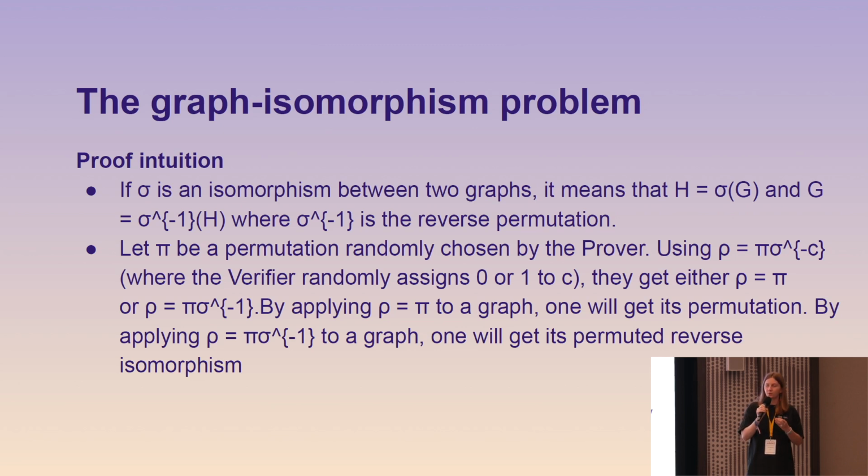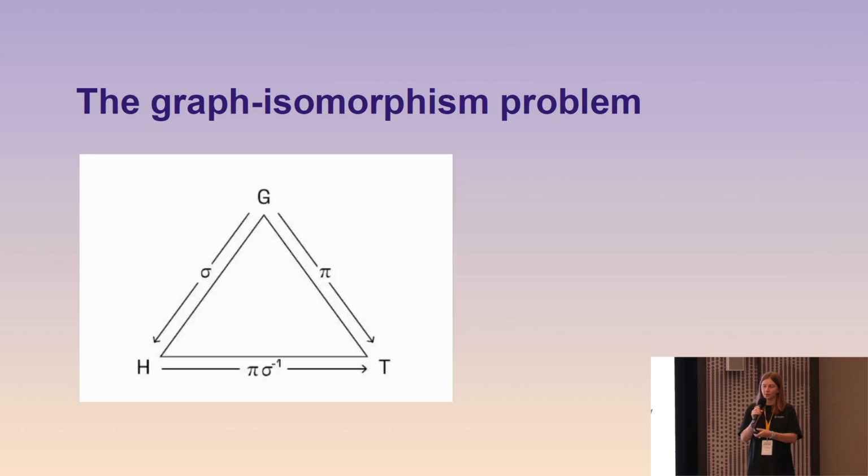If one applies rho equals P to a graph, they will get the permutation. If one applies rho equals P multiplied by sigma to the minus 1 to a graph, they will get the permuted reverse isomorphism. So we can understand this a bit from this picture.